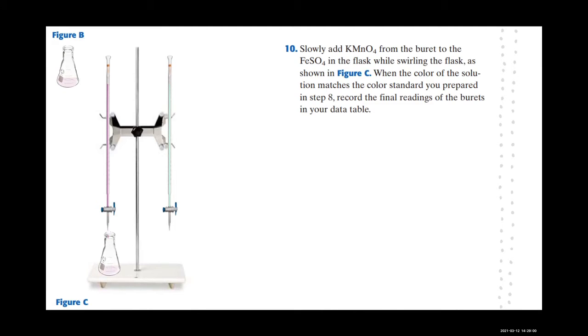Slowly add potassium permanganate from the burette to the iron 2 sulfate in the flask while swirling the flask, as shown in Figure C. When the color of the solution matches the color standard you prepared in Step 8, record the final readings of the burettes in your data table.